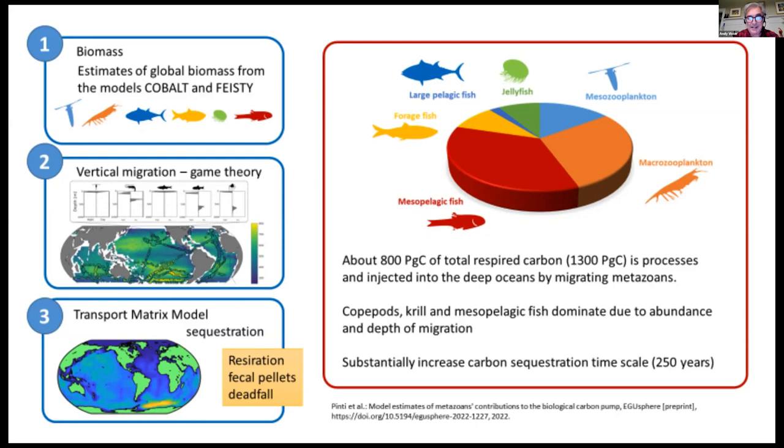And the results are here on the right-hand side of this slide. There's a lot of information there as well. It turns out about 800 gigatons of that sequestered carbon in the deep ocean actually passes through one or other of these metazoan groups. The most important ones being copepods, krill-like creatures, and mesopelagic fish. Essentially, they substantially increase the sequestration timescale of the injected carbon to about 250 years. If it wasn't for these vertical migrants, the sequestration timescale would be around 130 years. So that's really their function. They inject carbon deeper into the ocean, where it stays down longer.